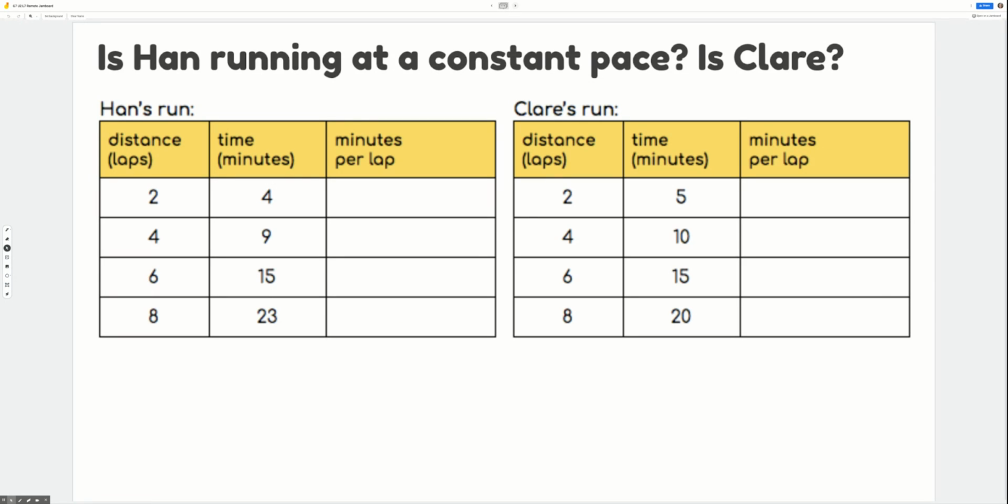What we've got here, and if you're looking on page 57, it says Han and Claire were running laps around the track. The coach recorded their times at laps 2, 4, 6, and 8. As you can see on both of the examples here, 2, 4, 6, and 8. And what we want to do is determine who's running the fastest. And we need to do our time.